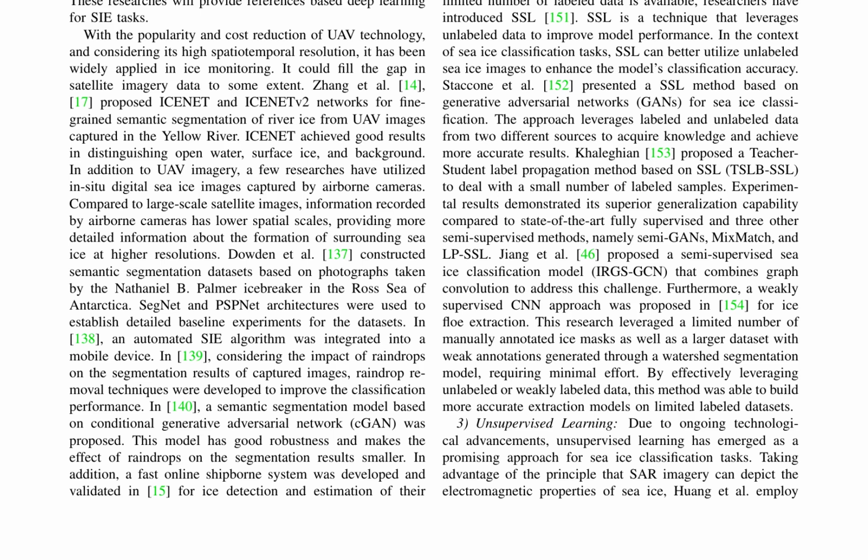Unsupervised learning has emerged as a promising approach for sea ice classification tasks, leveraging the principle that SAR imagery can depict the electromagnetic properties of sea ice. Huang et al. employed an unsupervised method to extract sea ice from SAR images by using a dual-channel convolutional neural network, DCNN, which achieved better performance than traditional methods. This overview highlights the various deep learning techniques applied in SAI tasks, emphasizing their strengths and limitations, and underscoring the importance of leveraging different learning paradigms to improve the accuracy and efficiency of sea ice monitoring and prediction.